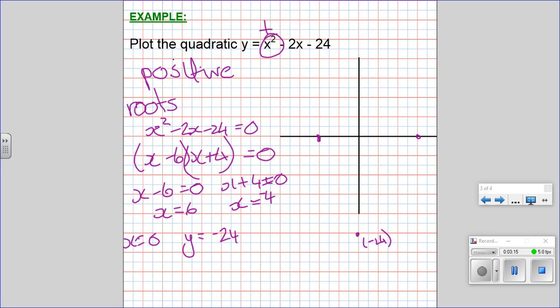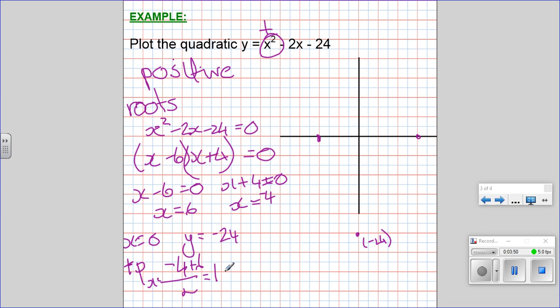Okay, next thing is our turning point. And how we find the turning point. Because of the symmetry of our functions, our turning point is halfway between negative 4 and 6. So I'm going to do negative 4 plus 6 divided by 2. Negative 4 plus 6 is 2, divided by 2 is 1. So that means that my turning point is somewhere on this line. Okay, and that's the x part of it.